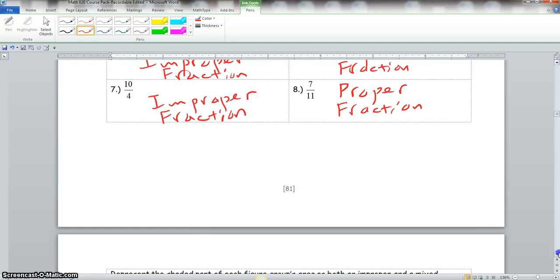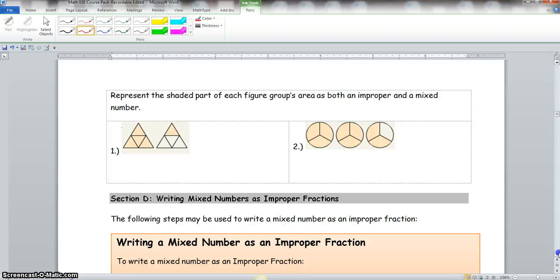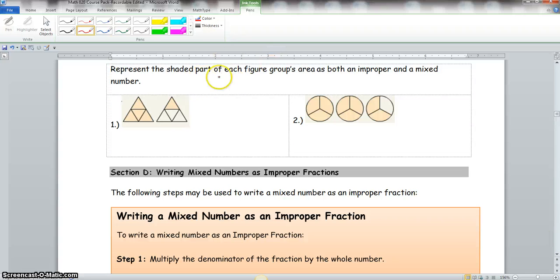Okay, now we scroll down here. It says represent the shaded part of each figure group's area as both an improper fraction and a mixed number. Okay, first of all, these are two separate figures that are cut up into the same number of equal parts. We have 1, 2, 3, 4 equal parts. So we know our denominator is going to be 4. Our numerator is all of the shaded parts, which is 1, 2, 3, 4, 5. So this is the improper fraction.